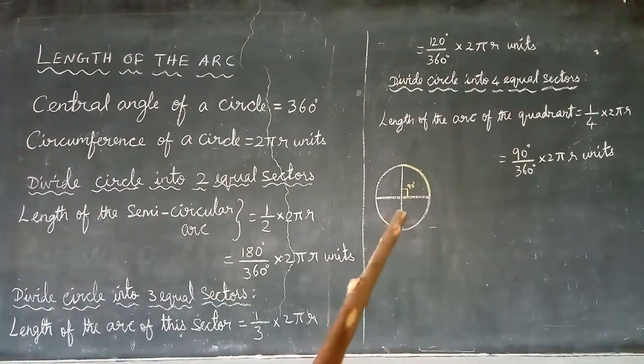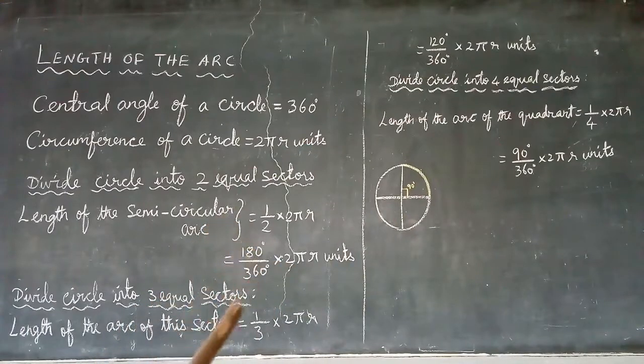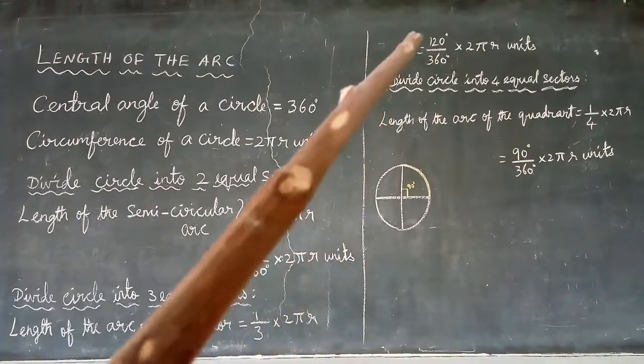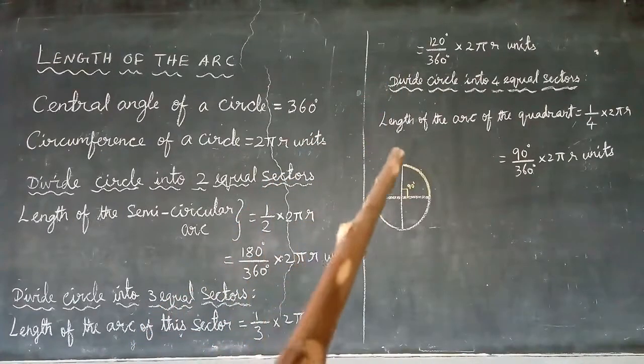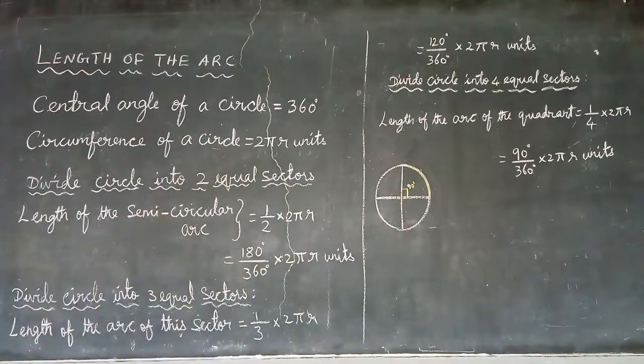We have already seen this in the last video. The central angle of a semicircle sector is 180 degrees, the central angle of 3 equal sectors is 120 degrees, and the central angle of a quadrant is 90 degrees. From these three formulas, you can see that the central angle of the given sector divided by the central angle of the circle, into the circumference, gives the length.